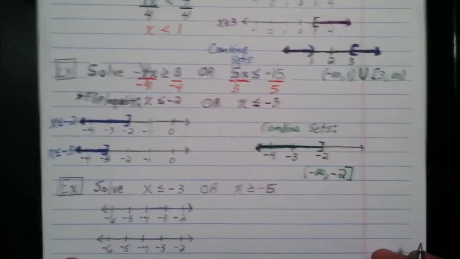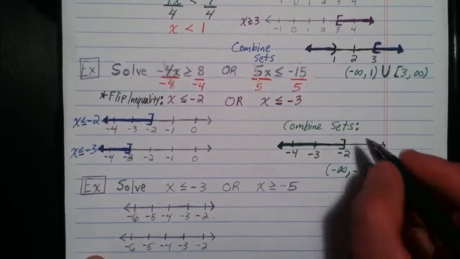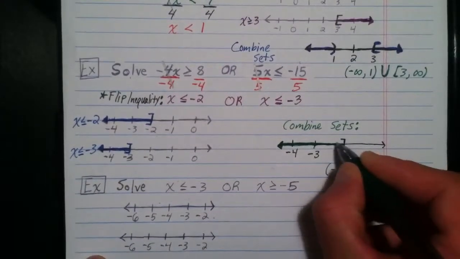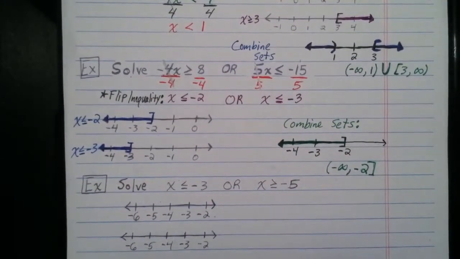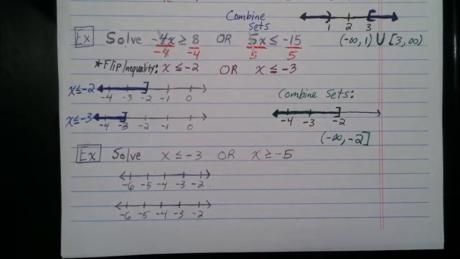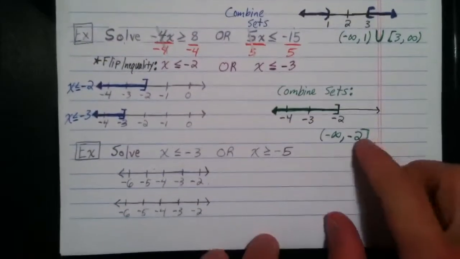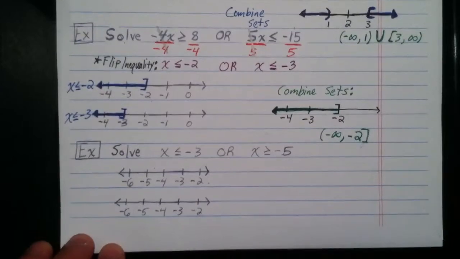And then we just have one more example and we'll be done with 3.2. So our last example is solving the compound inequality x is less than or equal to -3 or x is greater than or equal to -5. We don't have any solving to do, we just have the basic inequalities. We can go right to their graphs.